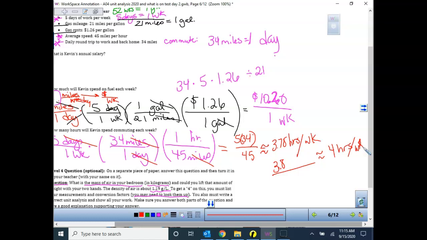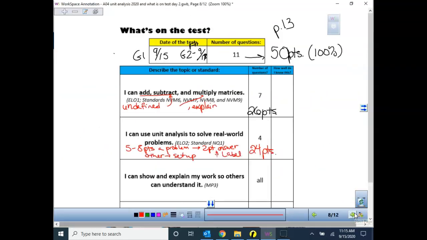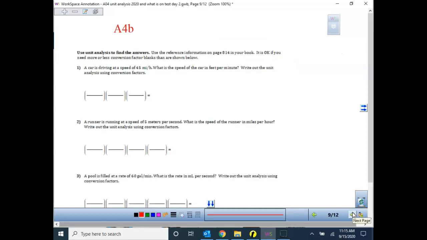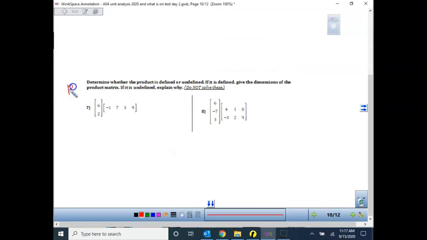All right, let's look at 4B. So we talked about what's on the test. Let's look at 4B, page 54. And it says, determine whether the product is defined or undefined. If it is defined, give the dimensions of the matrix product. If it is undefined, explain why not. So, what I want you to do below each of your matrices is tell me the sizes of them. Right? This is what our answer one's going to look like. Equals our answer. And I want you to start with that.